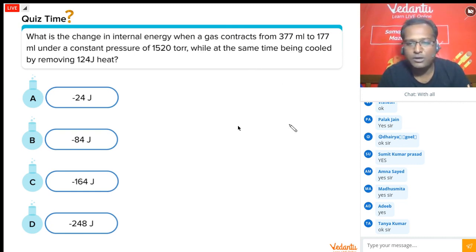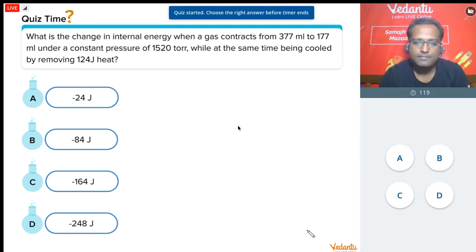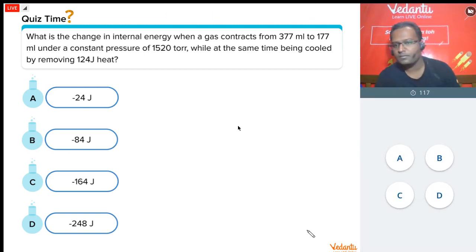I'll give you full 2 minutes on the timer for this problem. Please don't get it wrong, guys. Please be careful of units. Please be careful of sign convention. There is no hurry. I'm sure you can do it correctly. Take your time, Sumit Kumar Prasad and Samarpan De. What is the hurry?